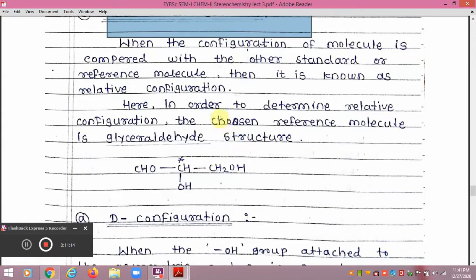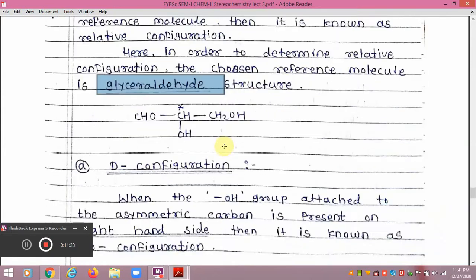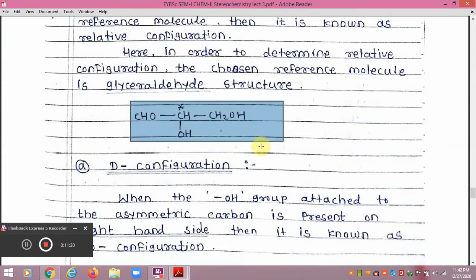Here, in order to determine the relative configuration of the given molecule, the standard reference molecule is chosen, and that standard reference molecule is called glyceraldehyde. Glyceraldehyde has the structure like this, that is CHO, CHOH, CH2OH.